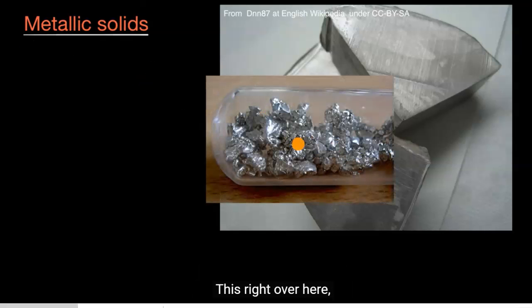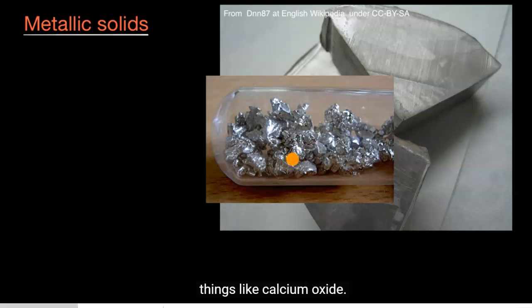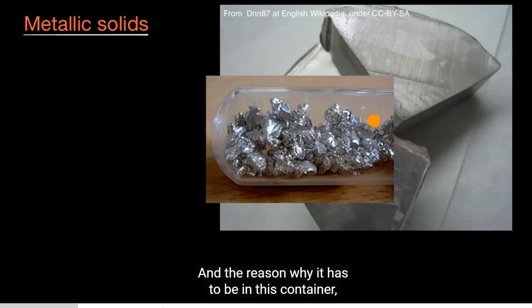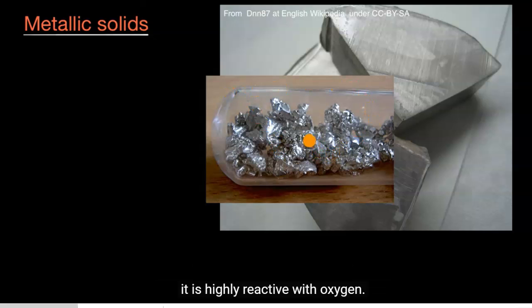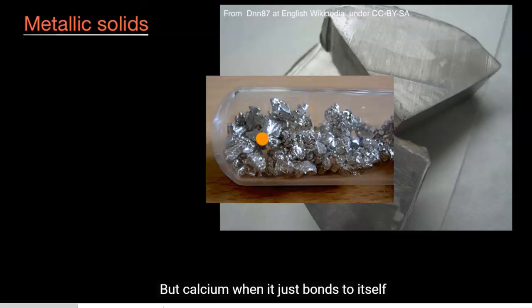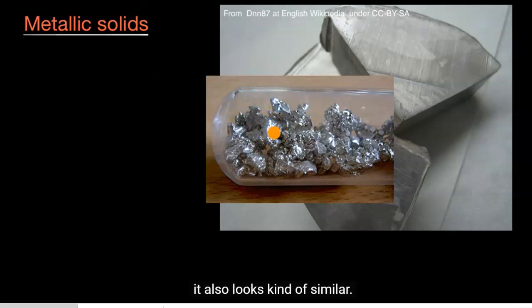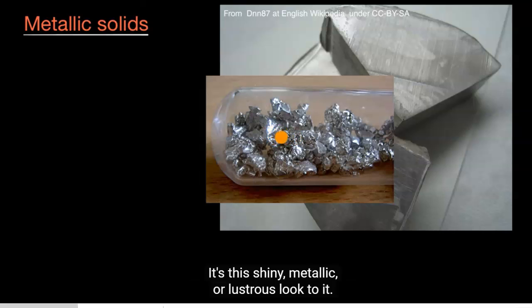This right over here, you might guess is silver or something. It actually turns out this is calcium. And I know what you're thinking, isn't calcium kind of this chalky white powder? Well, no, those are compounds formed with calcium, things like calcium oxide. But this right over here is pure calcium. And the reason why it has to be in this container, it is highly reactive with oxygen. So that's not oxygen that is in this container. It's some form of inert gas. But calcium, when it just bonds to itself with metallic bonds, which we'll talk about in a little bit, also looks kind of similar. It's this shiny, metallic, or lustrous look to it.